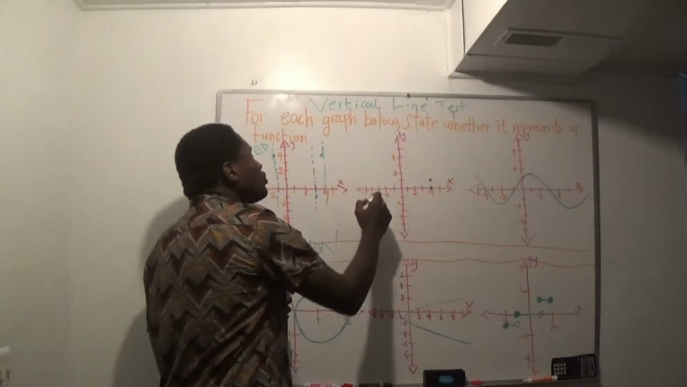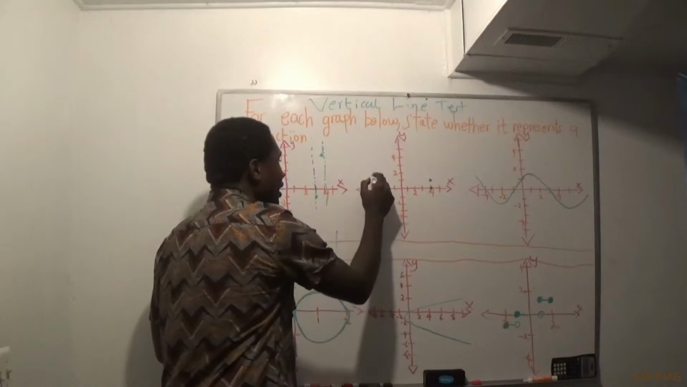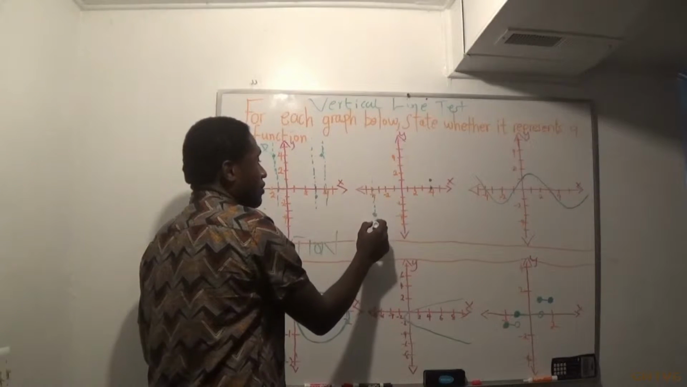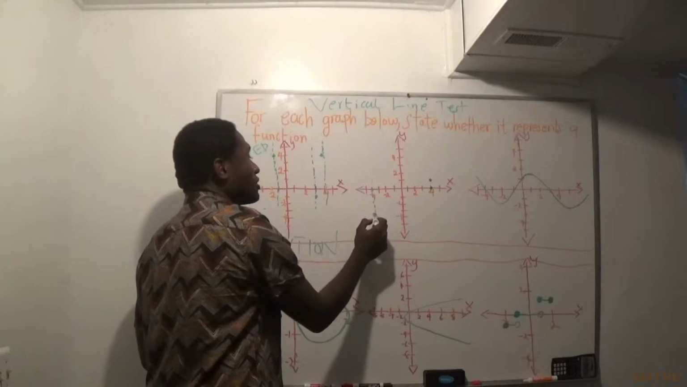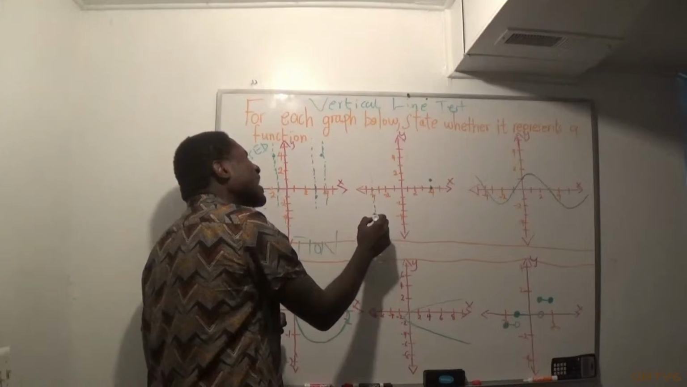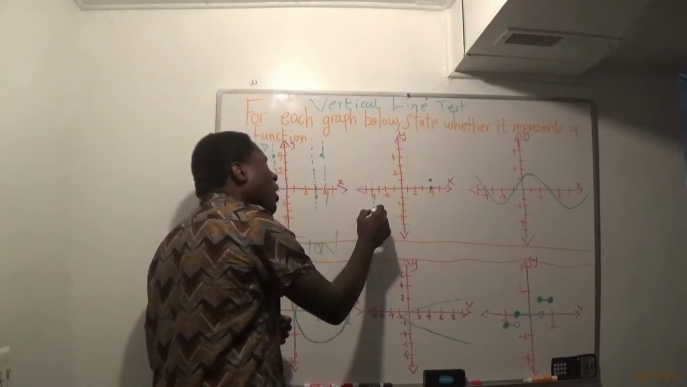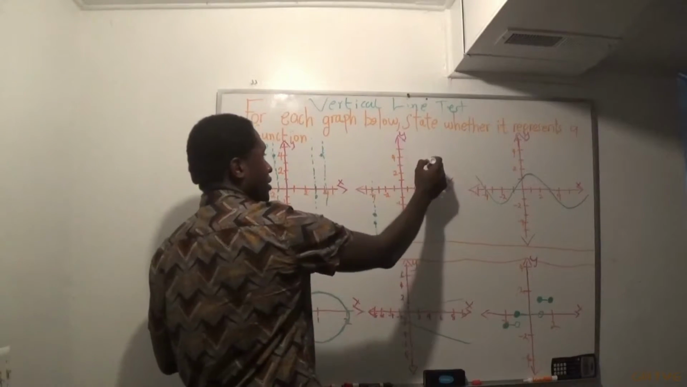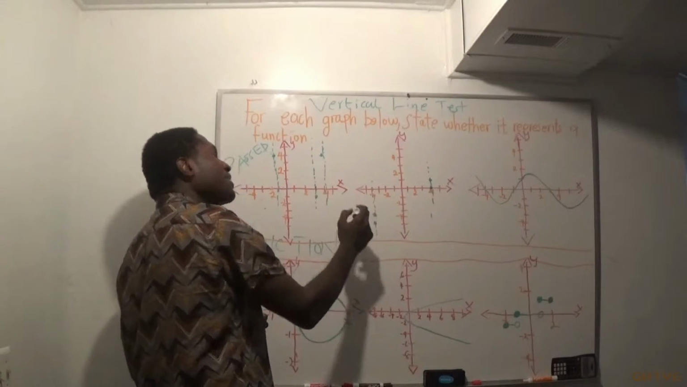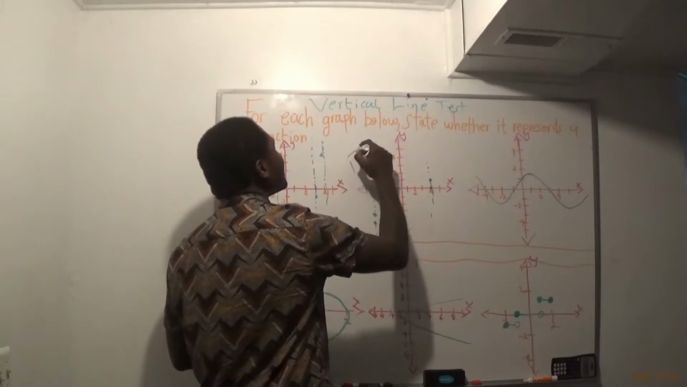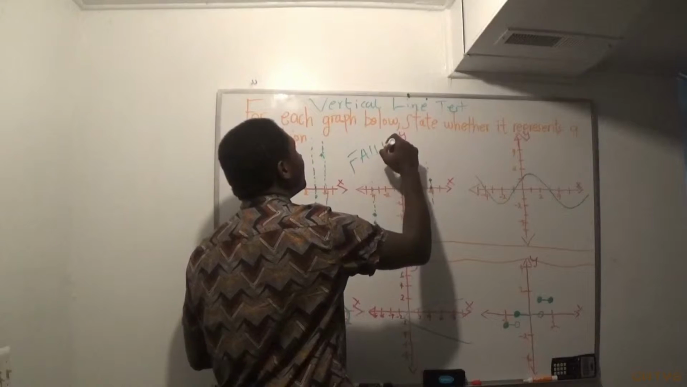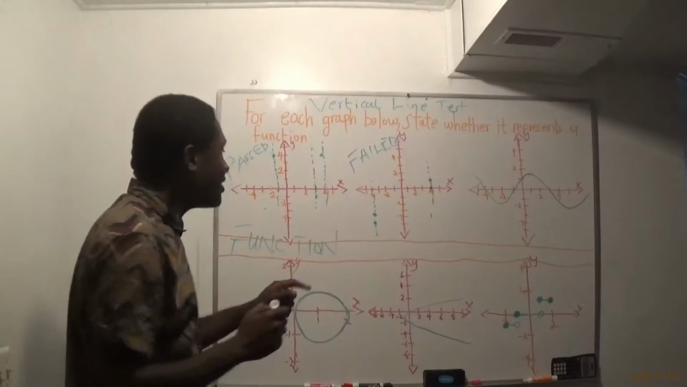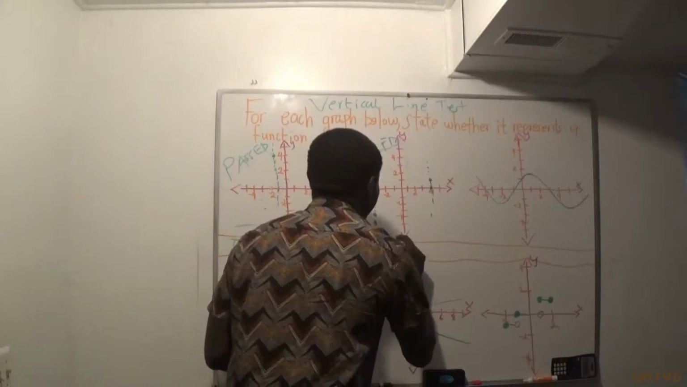Oh, I'm able to draw a vertical line that will intersect more than once on the graph. I was able to go through 2 points that was given right here. Because I was able to go through 2 points, the vertical line intersected more than once on the graph. Same thing here. Because that happens, I'm going to say it has failed the vertical line test. And when it fails, it is not a function.